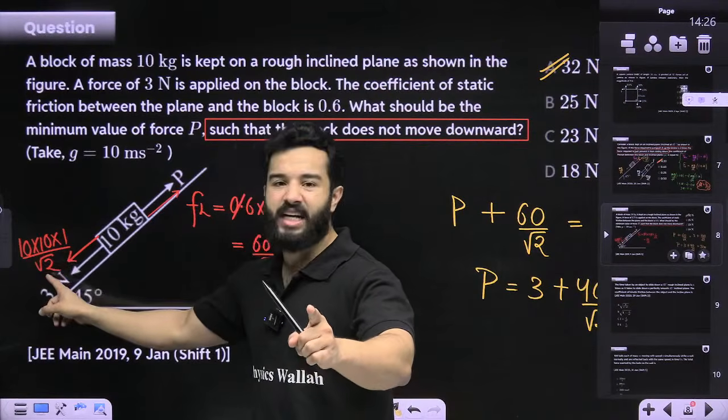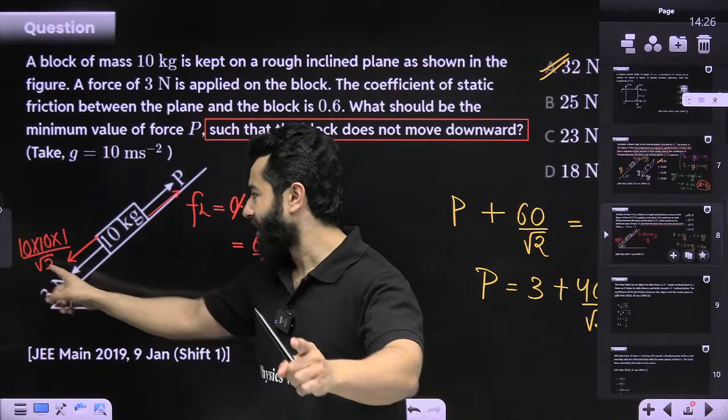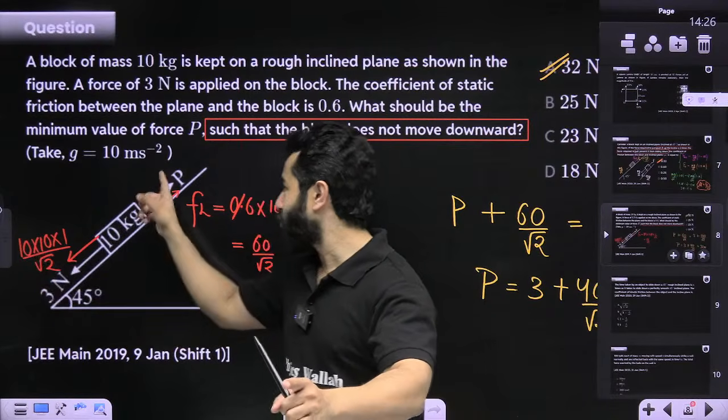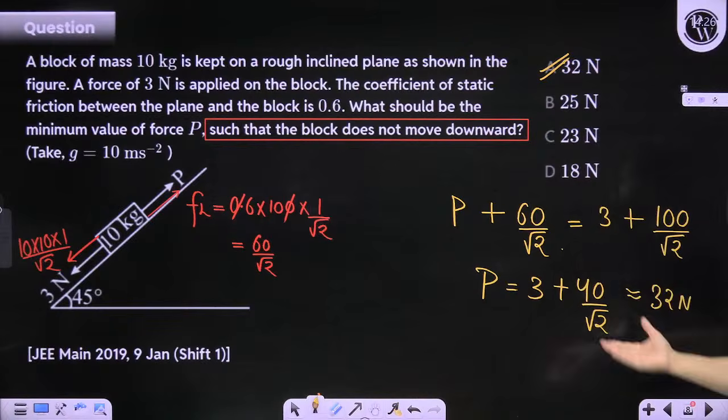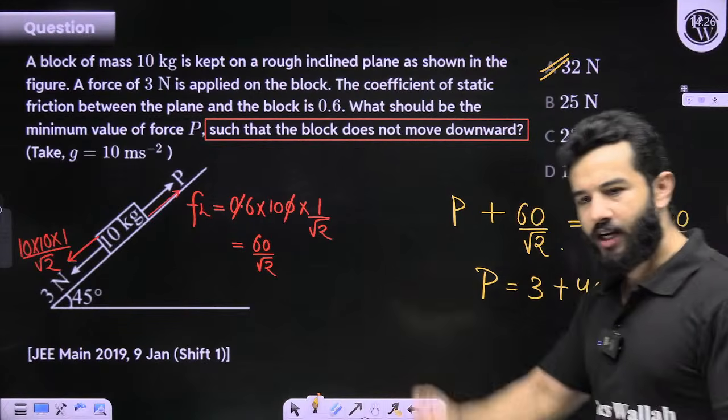This is mg sin theta. So 3 Newton plus this equals P plus this. So P plus this is equal to 3 plus this. That's it. You have to solve it. Okay. Now I'm moving on.